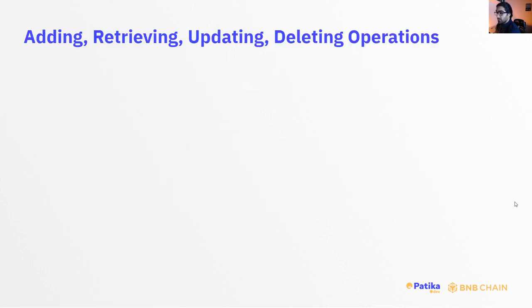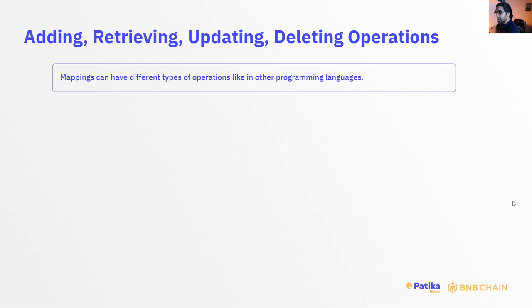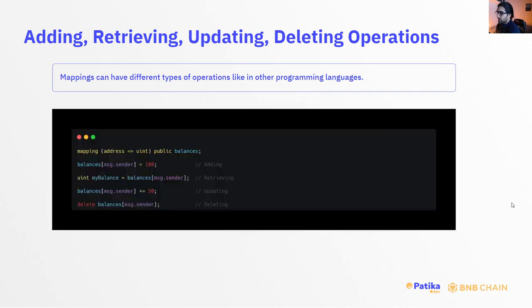So adding, retrieving, updating, and deleting operations. Mappings can have different types of operations like in other programming languages. So we can see them. For example, if you want to add something to balances mapping, you need to use this syntax. You're basically putting your key value here in the square brackets, then equals, and you need to specify your value as well. And when it comes to retrieving, when you want to get a value from a map, you need to do something like this.